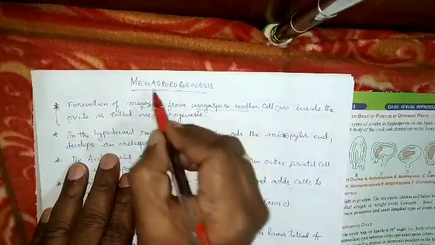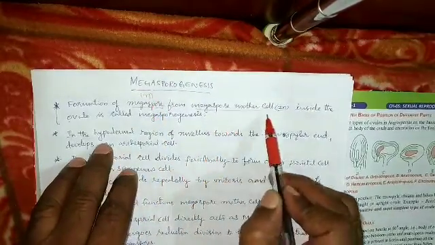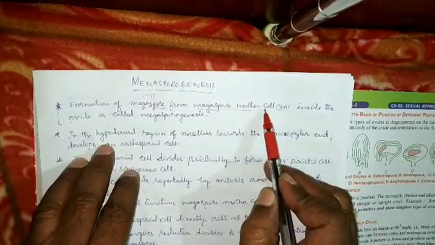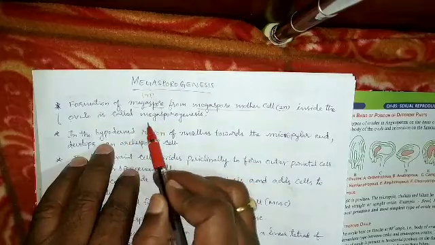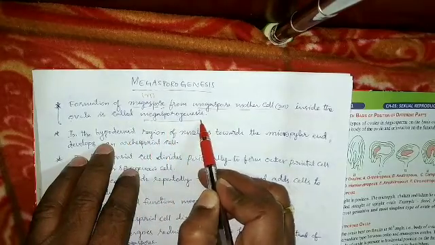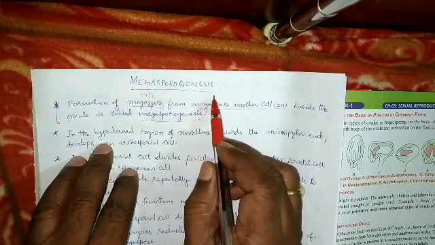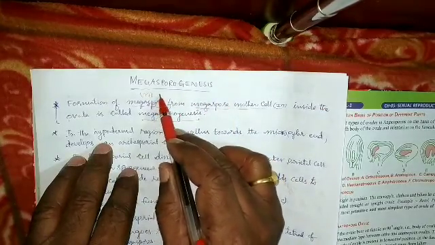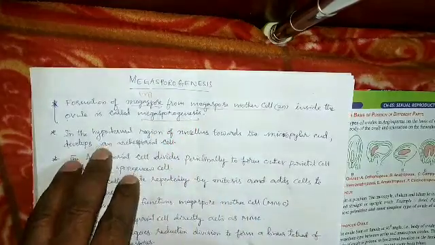The megaspore mother cell is in the 2n condition, and the megaspore is in the haploid condition. So the 2n megaspore mother cell divides and forms the megaspore inside the ovule, which is called megasporogenesis. The megaspore mother cell is a female mother cell, and the megaspore is a female cell.